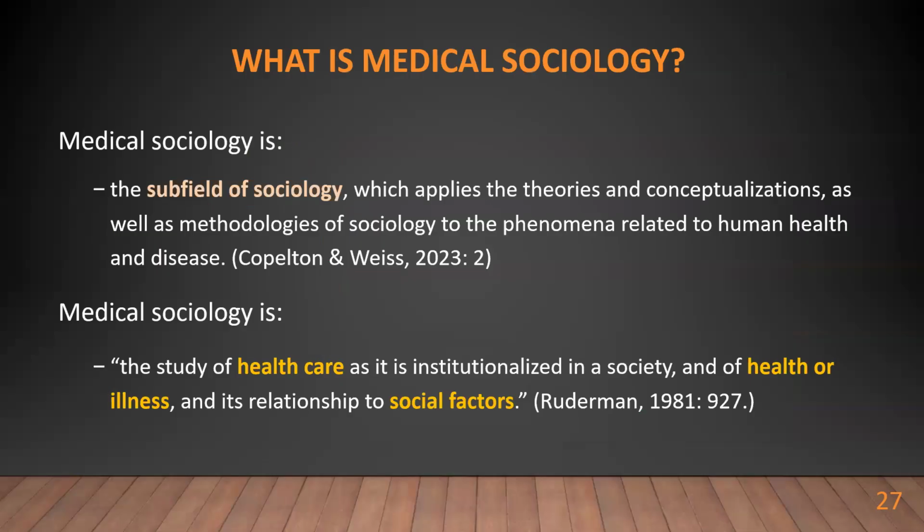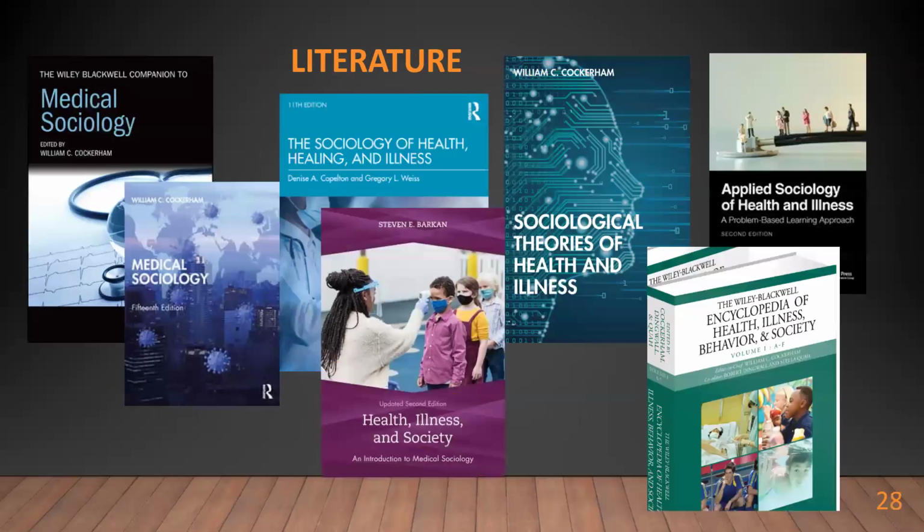Now, this definition comes from Coupleton and Weiss, one of the textbooks I was using to compose the list of readings for the course. So probably you can find it over there. Another alternative definition: medical sociology is the study of healthcare as it is institutionalized in society, and of health or illness and its relationship to social factors. So there's the same thing expressed again in two different ways. Either definition works. You may choose which one you like best.